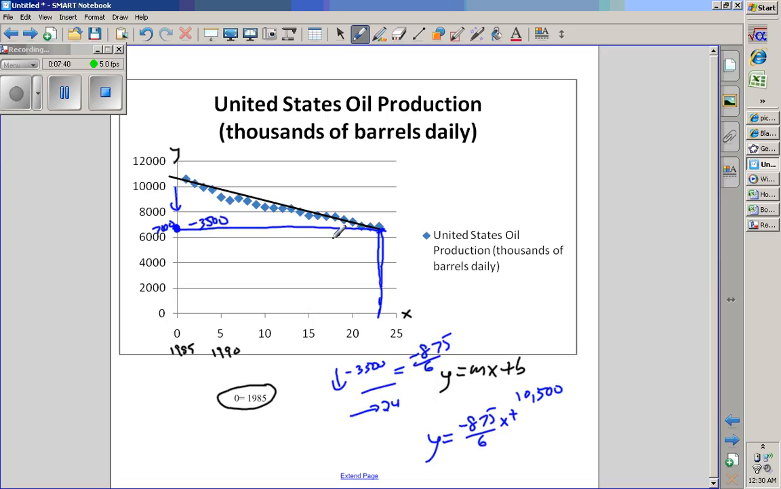I hope you saw how we can use a best fit line to write equations to describe the points on a scatter plot, and I hope you understand the difference between positive correlation, negative correlation, and relatively no correlation.